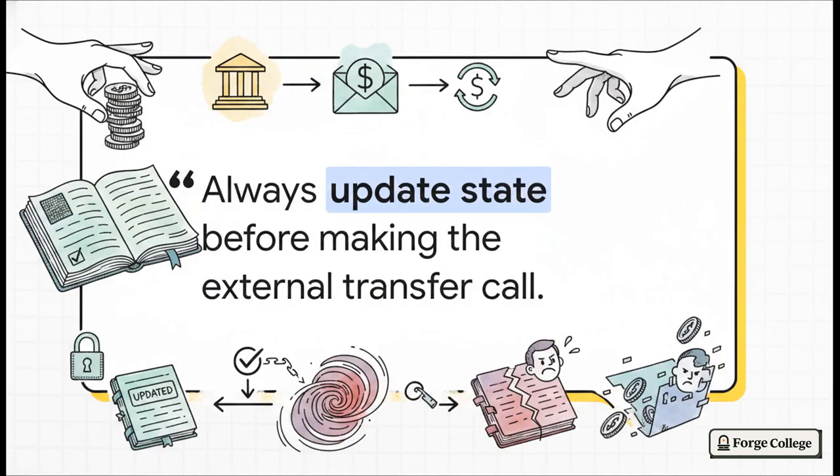Whatever you do, do not mix this order up. I'll say it again because it's absolutely crucial. You must always update the contract state before making the external transfer call. It's just like checking your bank balance and updating the internal ledger before handing physical cash over to a customer. If you hand over the cash first and something interrupts the system, say a reentrancy attack, the ledger might never get updated, and boom, you've got a double spending nightmare on your hands.